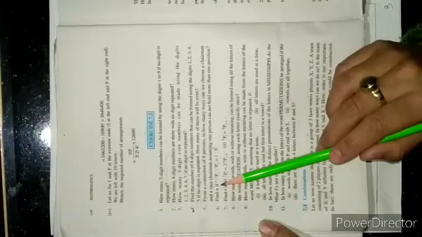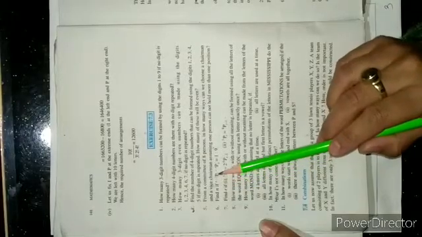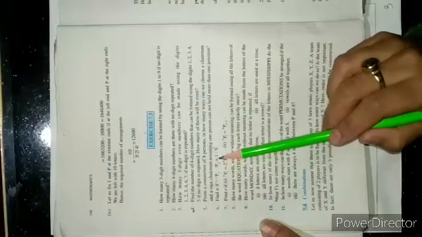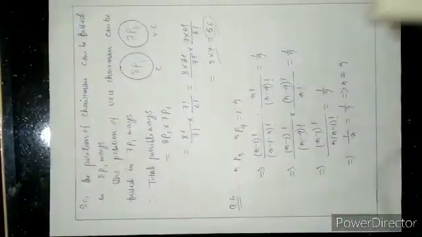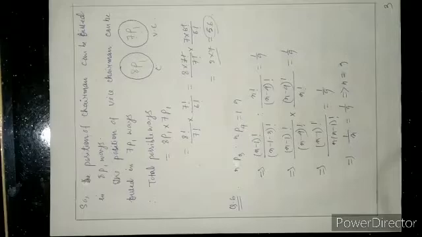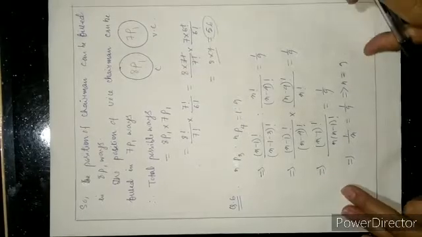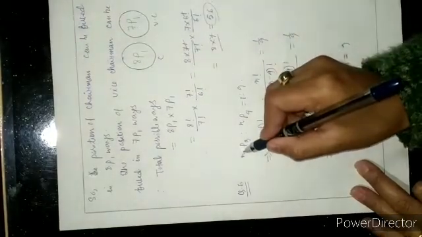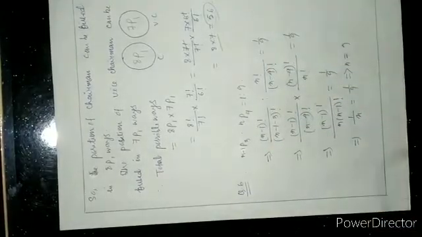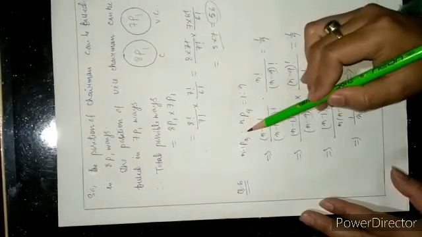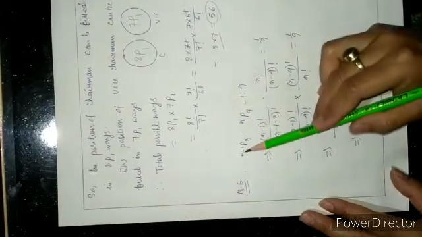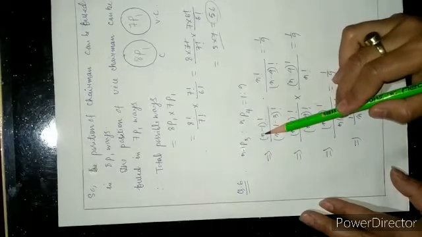Next question, number 6. Find n if the permutation of n minus 1 objects taken 3 at a time, (n minus 1)P3, is to nP4 is equal to 1 is to 9. Permutation of n minus 1 objects taken 3 at a time is to nP4, permutation of n objects taken 4 at a time, is equal to 1 is to 9.